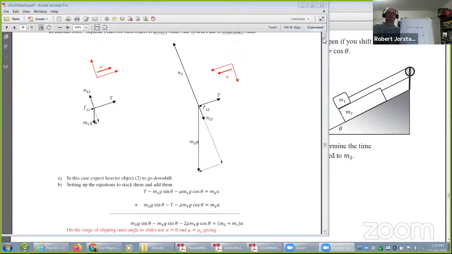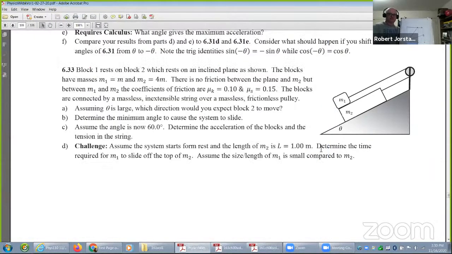So that was the point of this one, is to realize two separate FBDs always works. Doing a system FBD sometimes can be tricky. That was the point of this one.